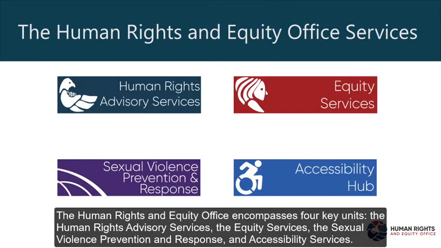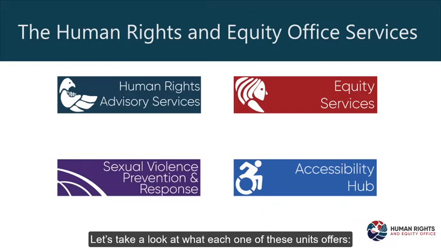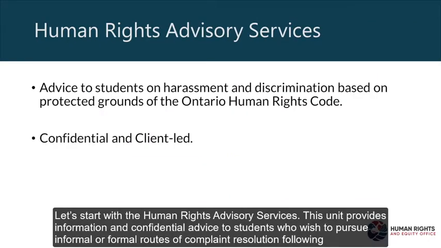The Human Rights and Equity Office encompasses 4 key units: the Human Rights Advisory Services, the Equity Services, the Sexual Violence Prevention and Response, and Accessibility Services. Let's take a look at what each one of these units offers. Let's start with the Human Rights Advisory Services.